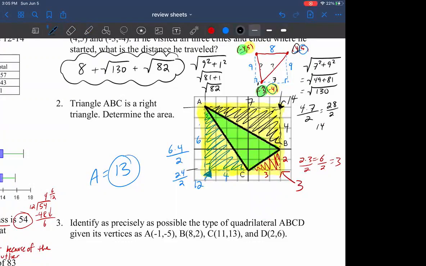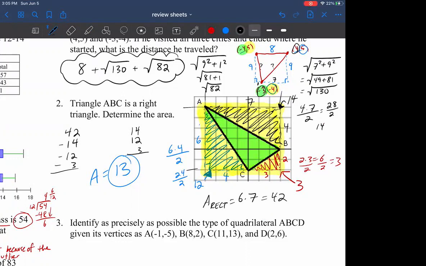So the area of the rectangle is 6 times 7, base times height, or length times width. It's 42. Now let's go take away those surrounding triangles. 42 minus 14 minus 12 and minus 3. What I'm going to do is actually add those three numbers up first and then subtract that total.